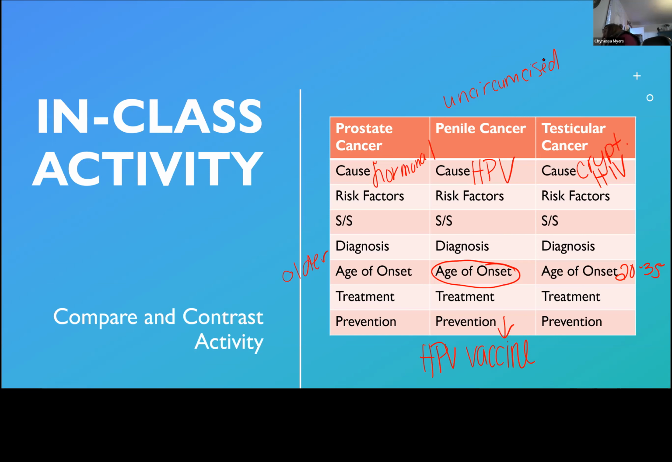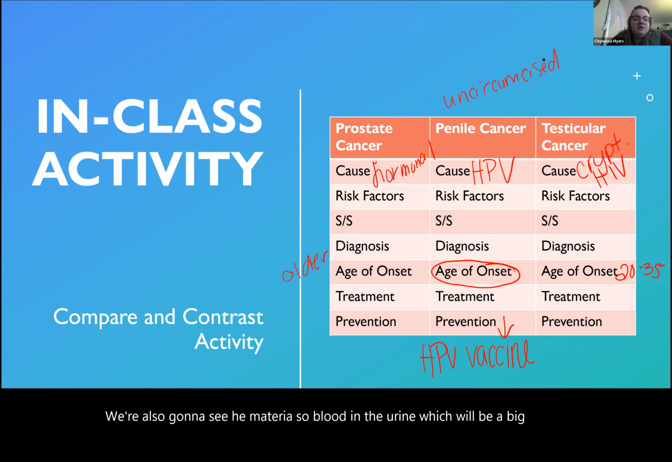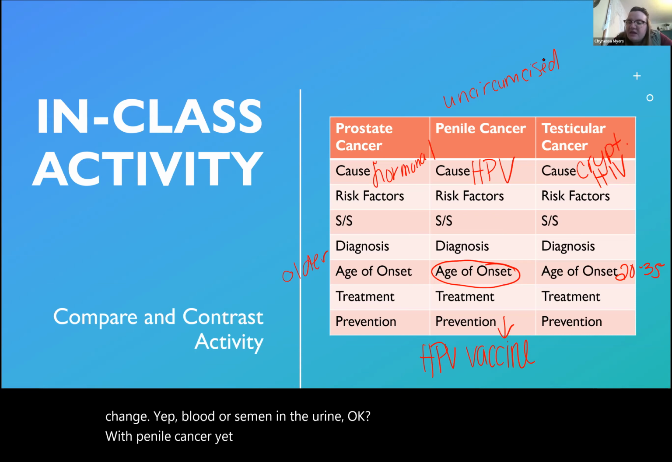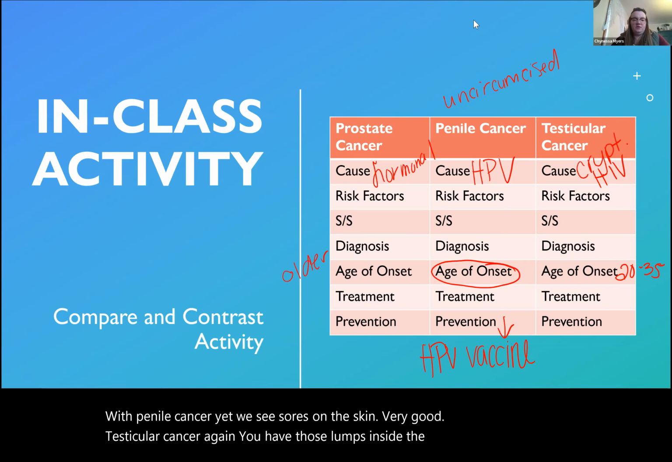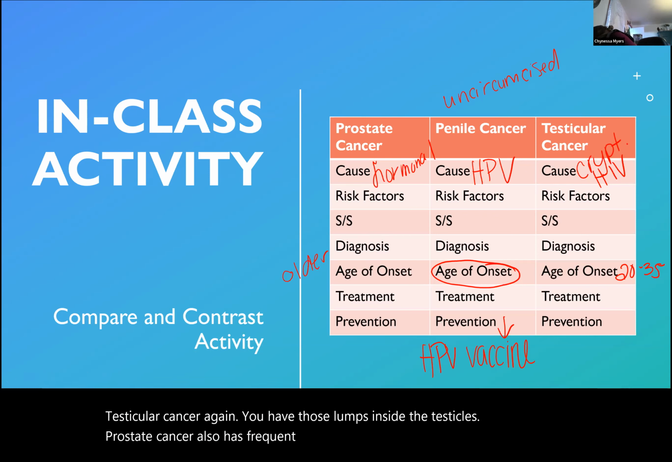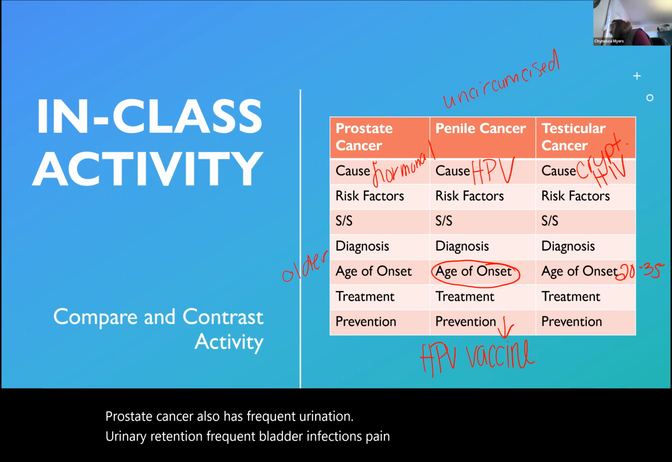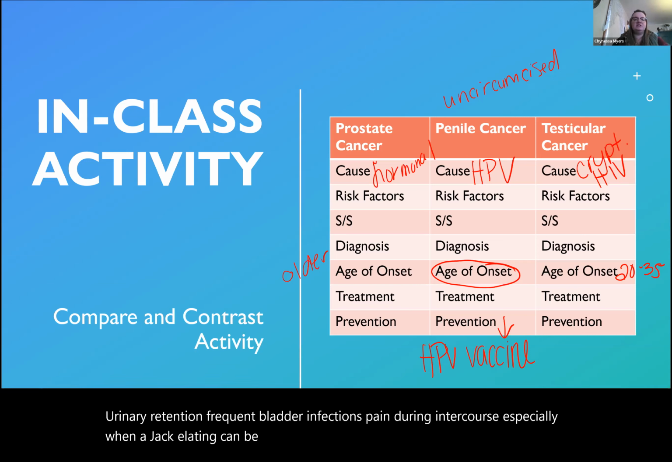We're also going to see hematuria, so blood in the urine, which will be a big change. Yep, blood or semen in the urine. With penile cancer, you see sores on the skin. Testicular cancer, again, you have those lumps inside the testicles. Prostate cancer also has frequent urination, urinary retention, frequent bladder infections, and pain during intercourse, especially when ejaculating, which can be a sign of prostate cancer.